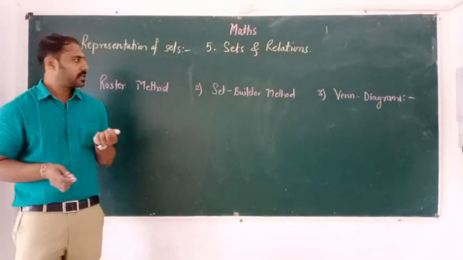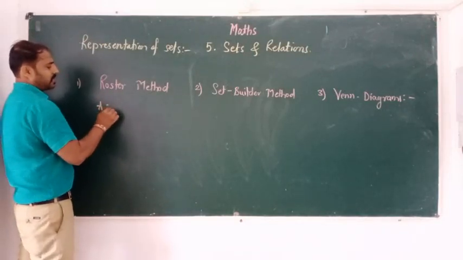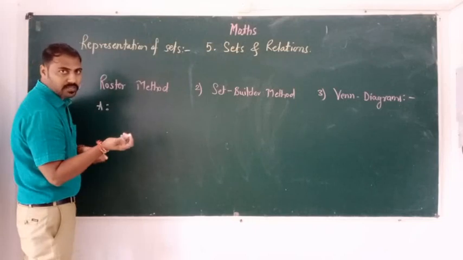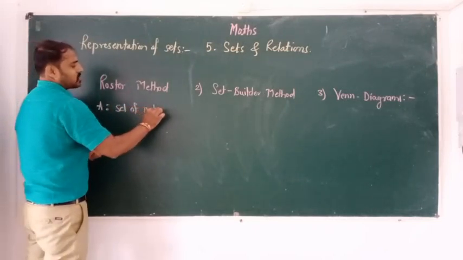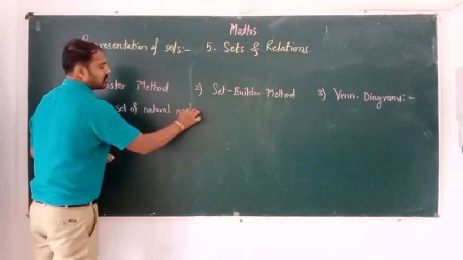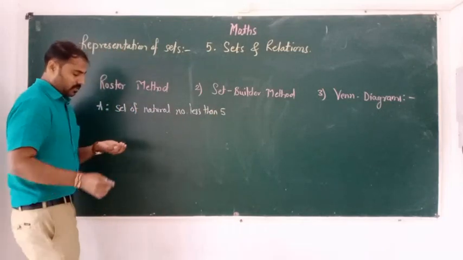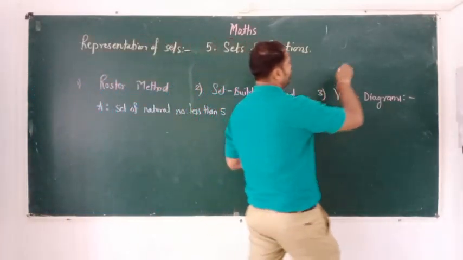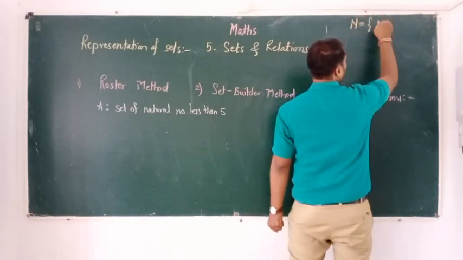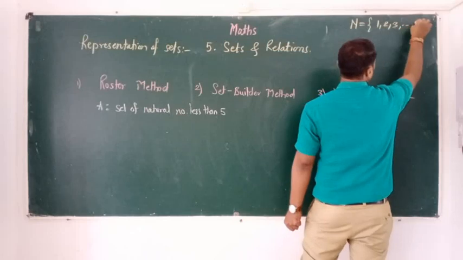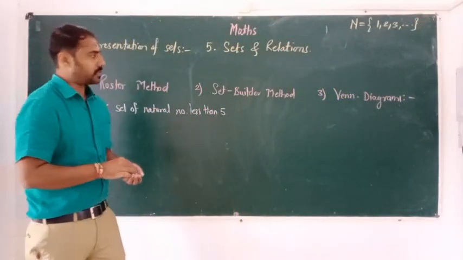Suppose here is an example of A. A is the set of natural numbers less than 5. You may remember here capital N is nothing but the set of natural numbers: 1, 2, 3, 4, 5, 6, 7, 8, 9, 10, 11, 12, and so on.